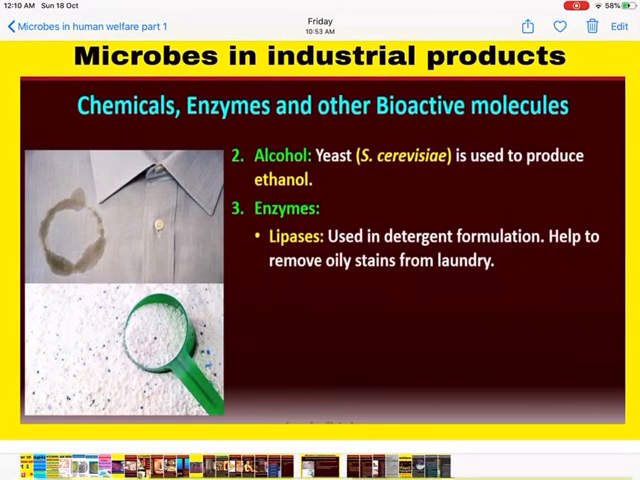Next, enzymes. Certain enzymes like lipases are used in detergent formulation. And what do they do? They help to remove the oily stains on the shirts, on the clothes. See, here is a diagram. The shirt is having an oily spot on it, and detergents are used to clean this, because they contain lipase enzyme, which will digest, which will remove the oils.